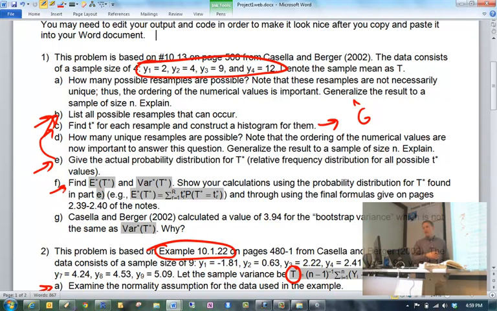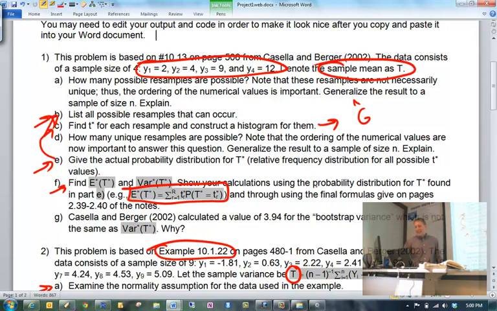Find the variance, find var star of T star as well. Show your calculations using this probability distribution that you found in E. So, in other words, what you will learn in Stat 882, using that particular formula, show me how you would calculate that. Now, I should mention, sorry, I forgot to mention this, the sample mean is T.